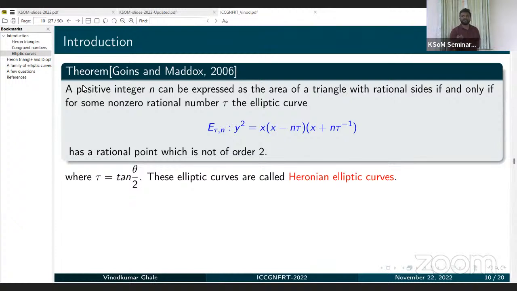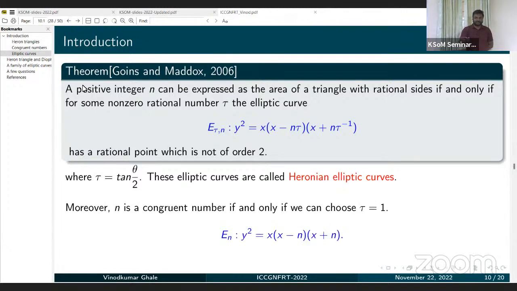What Goins and Maddox did: the existence of a rational triangle with area n is equivalent to this generalized elliptic curve, y squared is equal to x into x minus n tau into x plus n tau inverse, where tau is a rational number, tan theta by 2, having a point of infinite order on this elliptic curve, which is not a torsion point. Then we can say such a rational triangle exists. We call these Heronian elliptic curves. As I said, this is a generalization, because if we choose tau equal to 1, it reduces to the congruent elliptic curve.